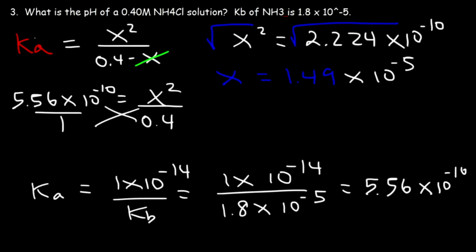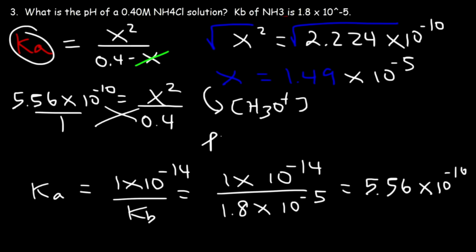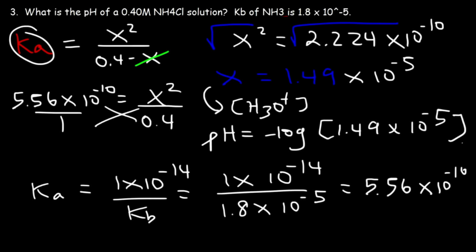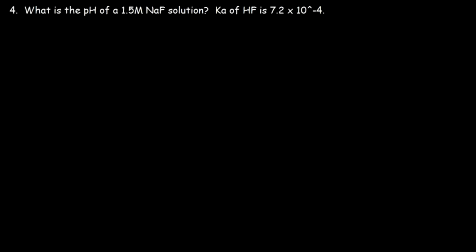Now, because we're dealing with Ka, X represents the H3O plus concentration, which means we can now find pH directly. So the pH is going to be negative log of the hydronium ion concentration, which is equal to X. So therefore the pH is about 4.83. That's the answer.